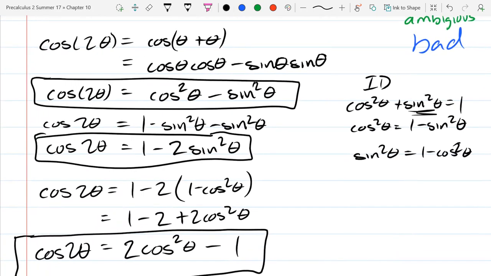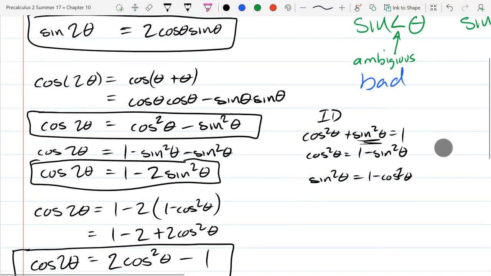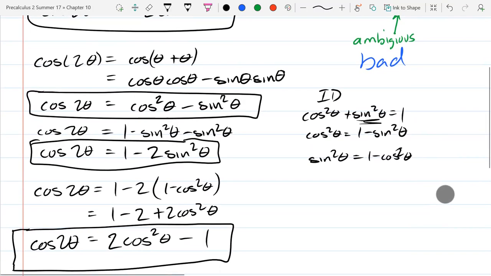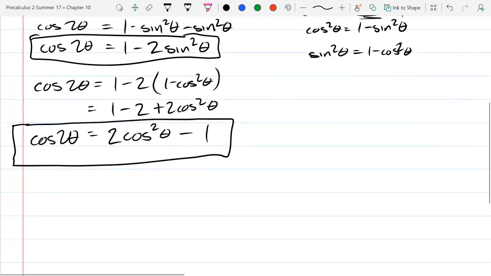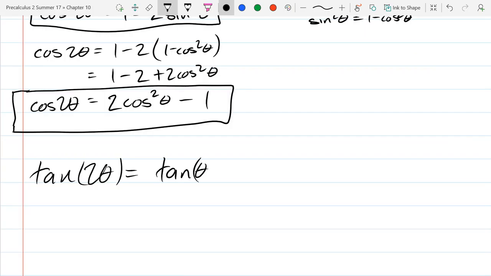And to be consistent, let me take these parentheses off. All right, so these are all for cos 2 theta. We got sine 2 theta up top. And what else do we need? We're gonna do a tangent 2 theta as well. Might as well throw it in right now. So exact same thing we did before, except now I'm using the sum formula for tangent.